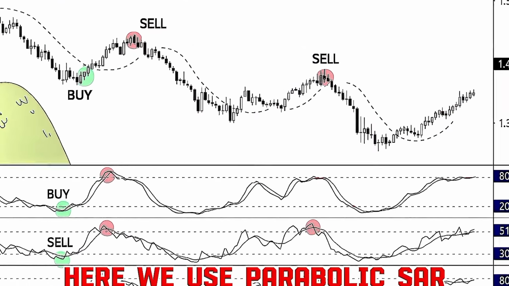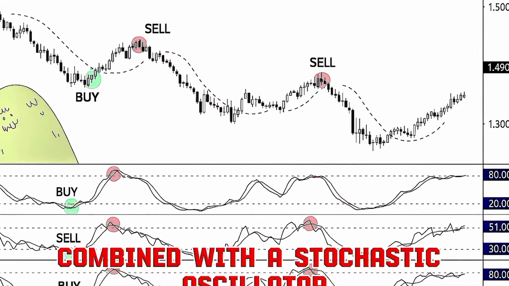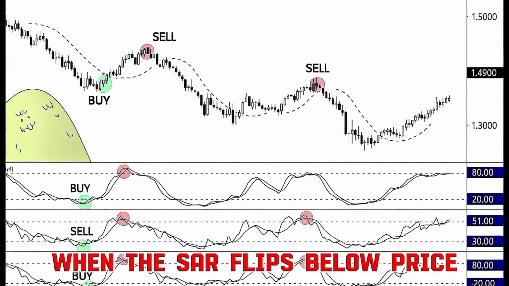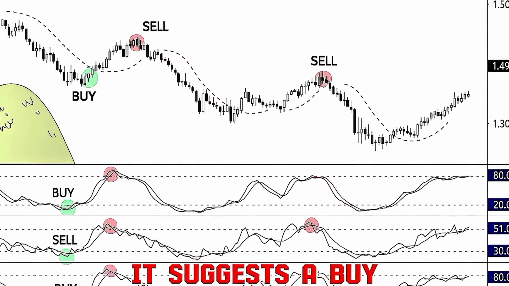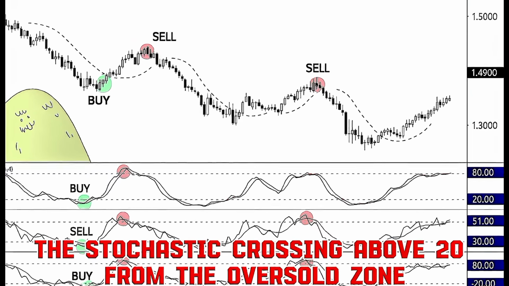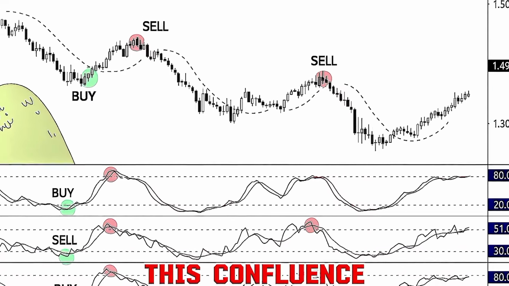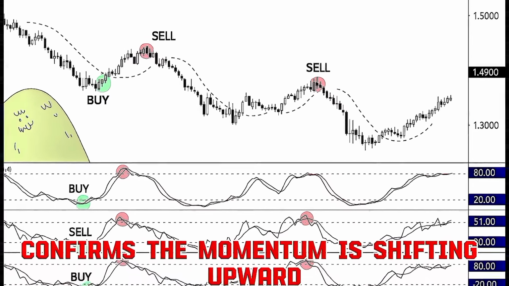Here we use Parabolic SAR, the dots above or below price, combined with the Stochastic Oscillator. When the SAR flips below price, it suggests a buy, but smart traders wait for confirmation, the stochastic crossing above 20 from the oversold zone. This confluence confirms the momentum is shifting upward.